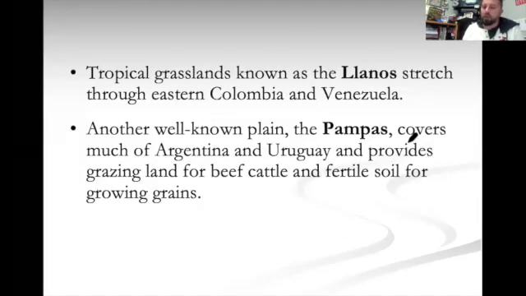You've also got tropical grasslands known as the Llanos. They go through eastern Colombia and Venezuela. This is a very fertile area. And you know, they have a lot of stuff. I'll show you where that's located.